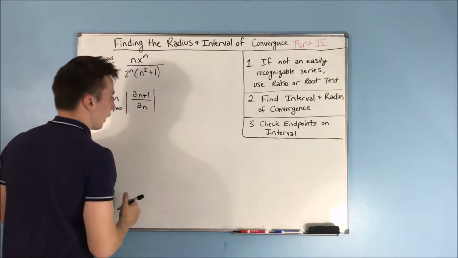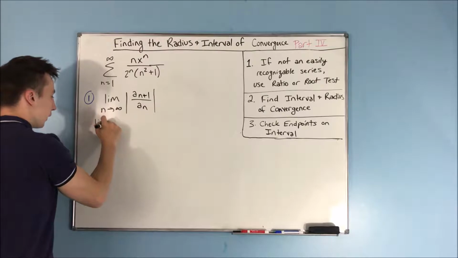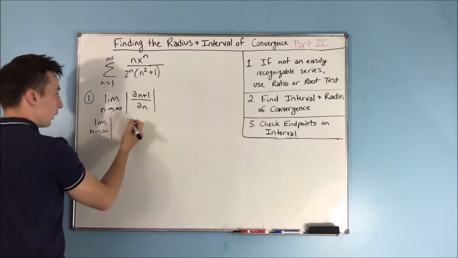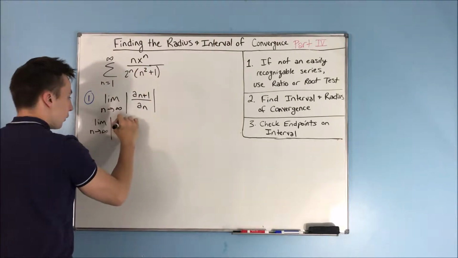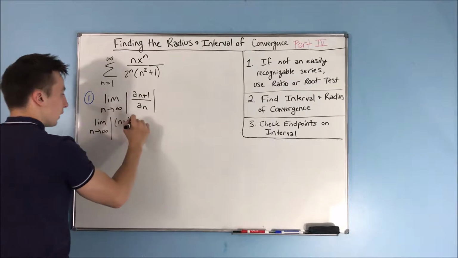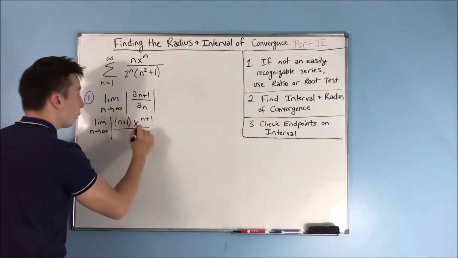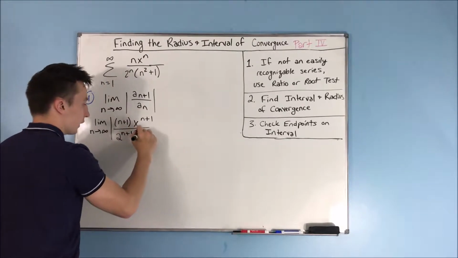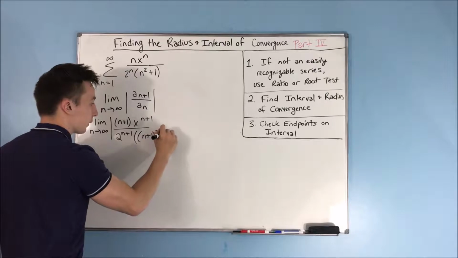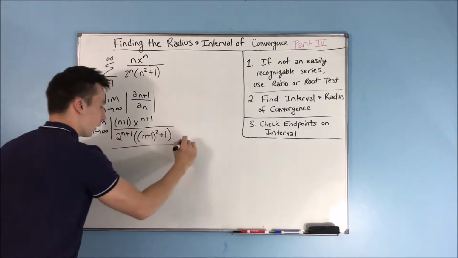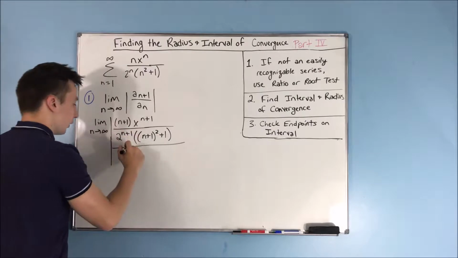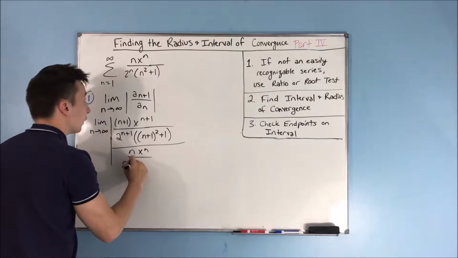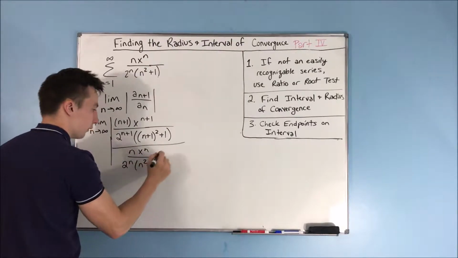Let's go ahead and do that here. We get the limit as n approaches infinity of the absolute value of a sub n plus 1. Let's plug in an n plus 1 wherever we see an n, and we get n plus 1 times x to the n plus 1 over 2 to the n plus 1 times the quantity n plus 1 squared plus 1, and that's all going to be over our a sub n, which is 2 to the n times n squared plus 1.